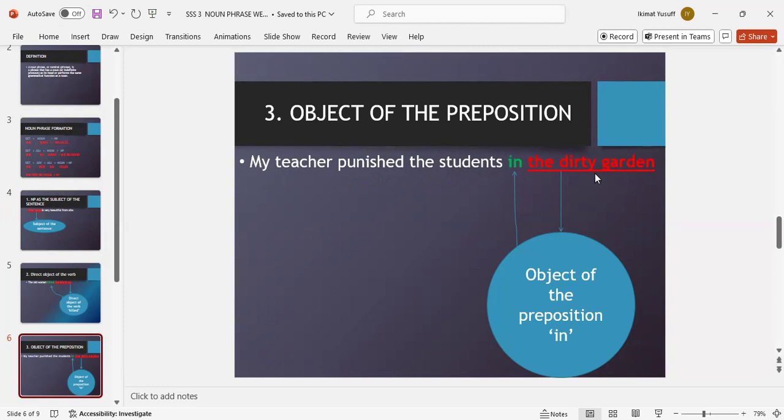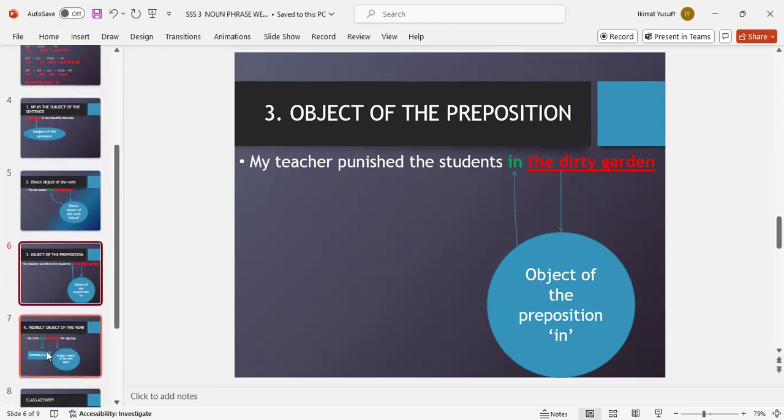The noun phrase in this expression that we're concerned about is the dirty garden. And we say it performs the function of the object of the preposition. Why? Because it comes after the preposition in. I want to believe you understand what I'm saying. So when the noun phrase comes directly after any preposition, any kind of preposition at all, it functions as the object of the preposition. Now let's move on to the first one.